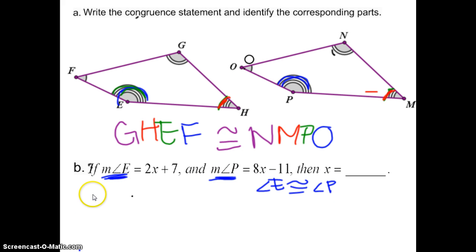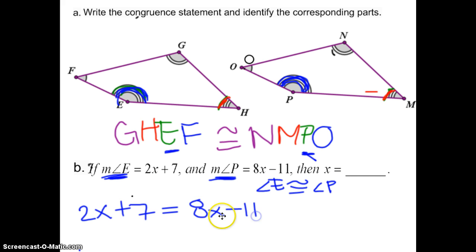If I'm going to solve for this, I see in my picture that E and P are congruent. You can also look at it from your congruent statement. E and P are both the third letter in your congruent statement. So you know that these two angles must be congruent, or equal. If they're equal, I can set them equal to each other and solve for x. When you solve for x, you should get x equals 3.